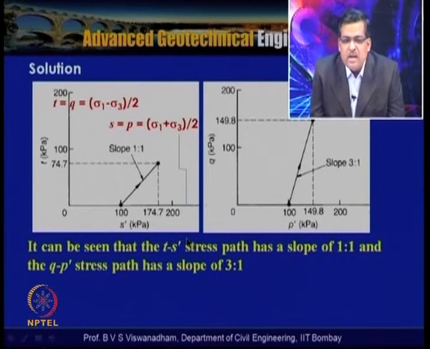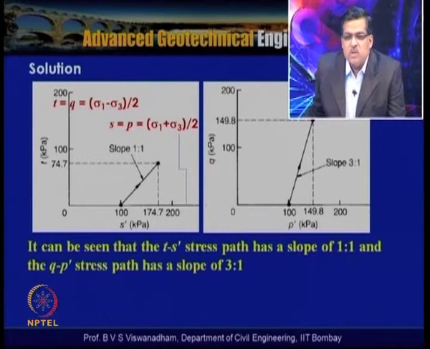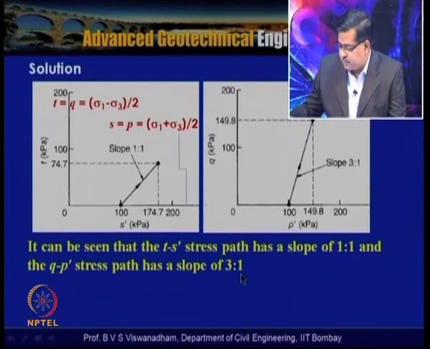It can be seen that the TS dash stress path has a slope of 1:1, and the QP dash stress path has a slope of 3:1. So with the MIT group definition, the TS stress path has a slope of 1:1. With the Cambridge group definition of Q and P dash, it is 3:1.